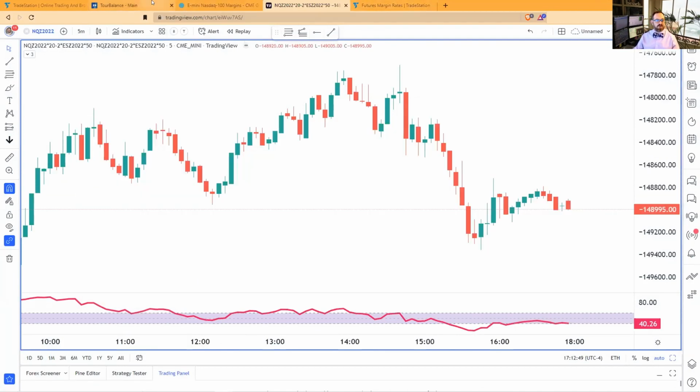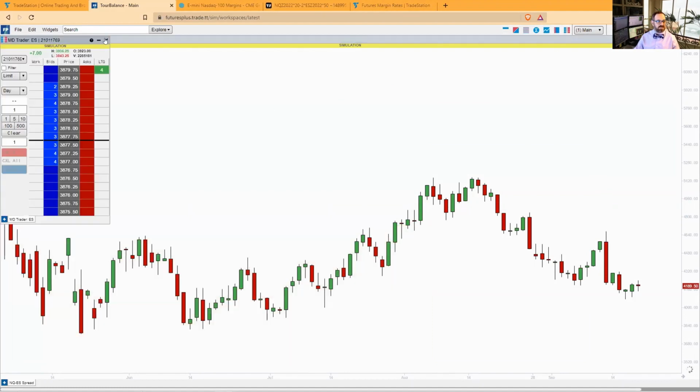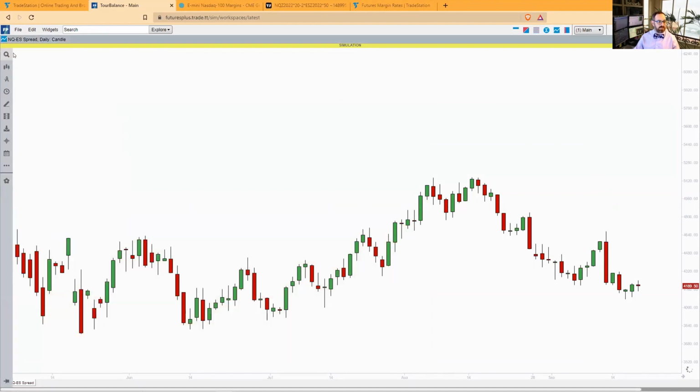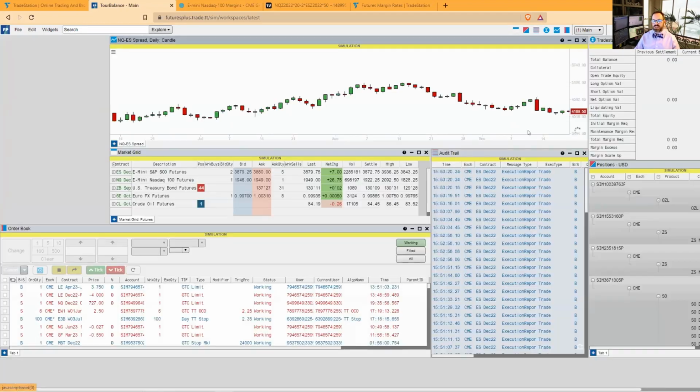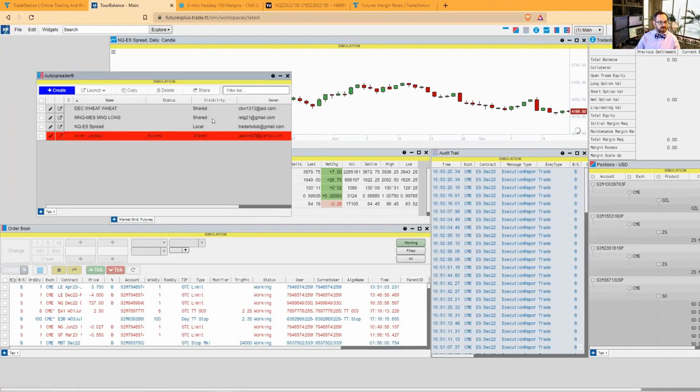Right here, if I go into auto spreader, let's see, where is it? Oops, not there. Oops, that's the matrix. If I go into auto spreader, I have to create these spreads sometimes, and I forget where the heck it is. Oh, it's under widgets here. Auto spreader, there we go.